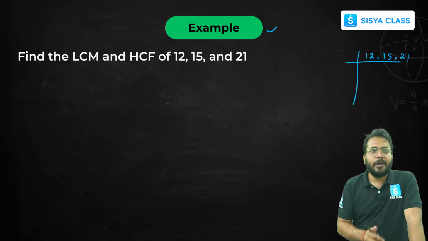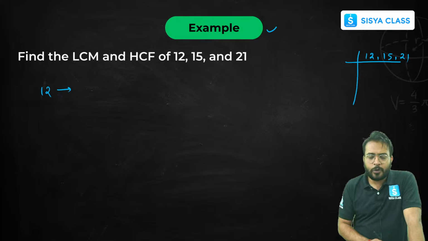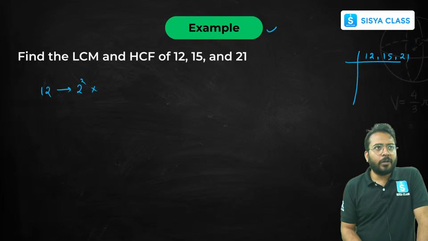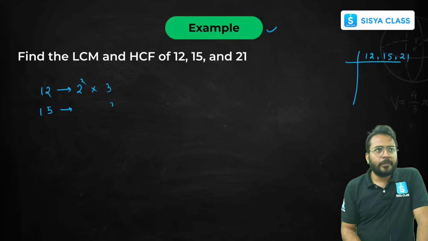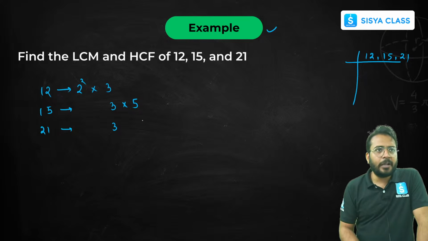So suppose I am writing the prime factorization of 12. What is going to be the prime factorization of 12? It is going to be 4 into 3, which means 2 to the power 2 into 3. Now 15. What is going to be the prime factorization of 15? It is going to be 3 into 5. Now 21. 21 means 7 into 3. That means I can write 3 into 7.